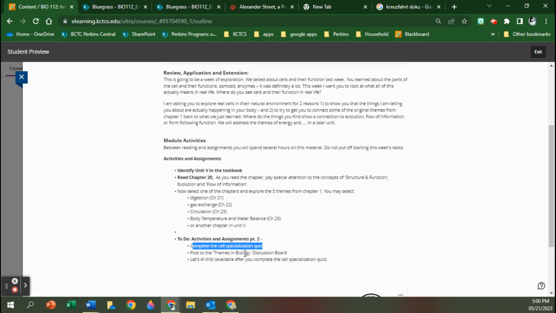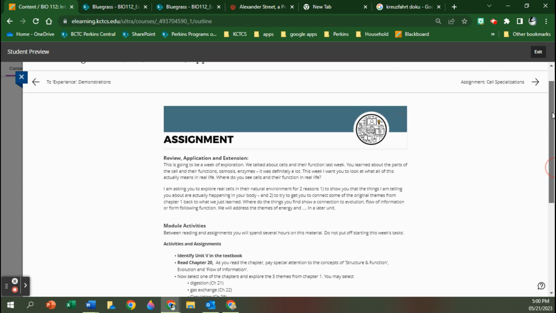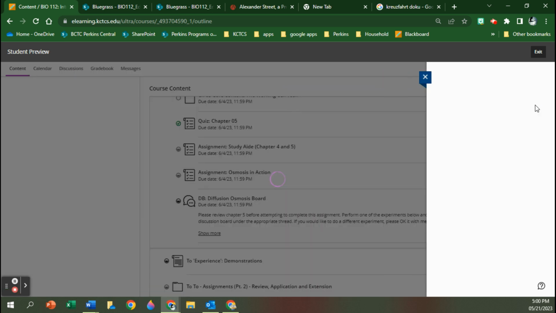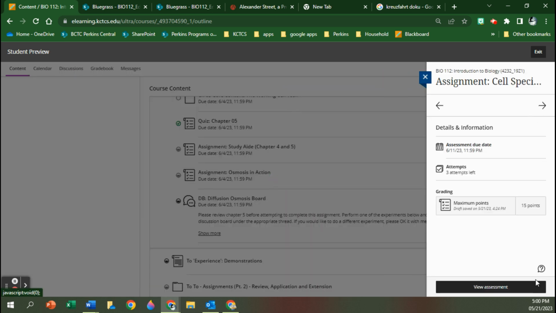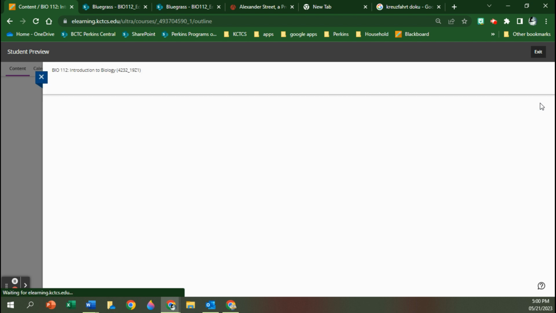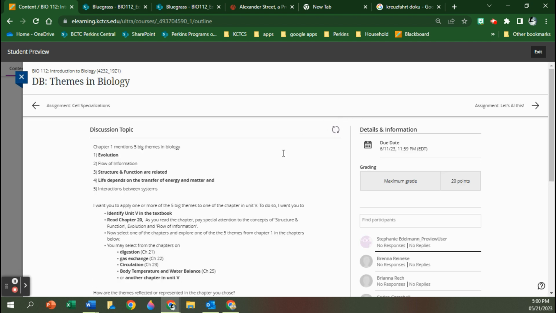Then we get to the themes in biology board, and your cell specialization is bad. Themes in biology board is even worse, because there I want you to go and look at Unit 5 in the textbook and look back at the themes. Evolution, flow of information, structure and function, life depends on transfer and energy of matter, and interaction between systems. So look at where this is happening.